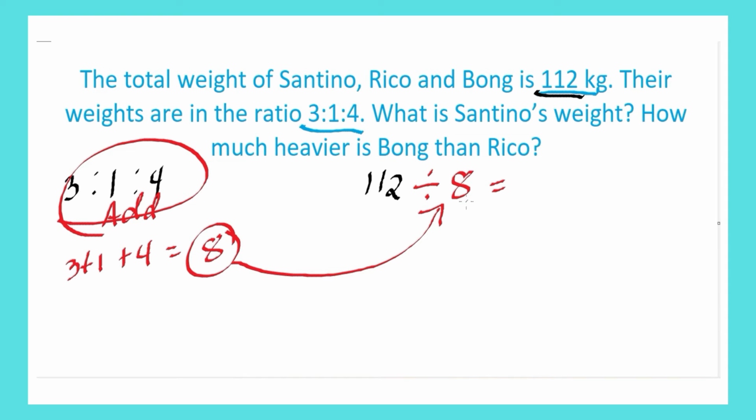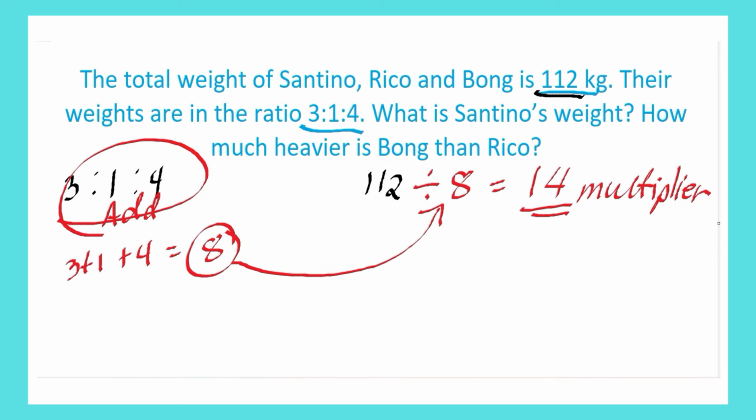What's the answer? 112 divided by 8. What do you think is the answer? There you go. We got 14. So 112 divided by 8 is equal to 14. That is our multiplier. That is our multiplier. That is not yet the answer.